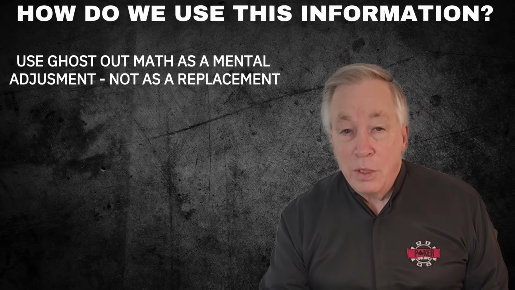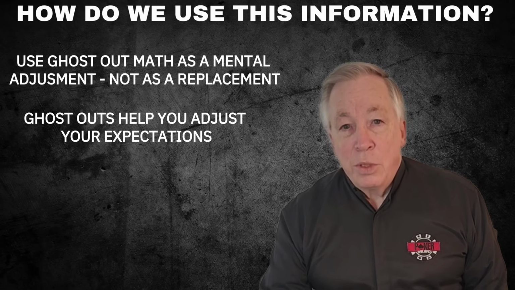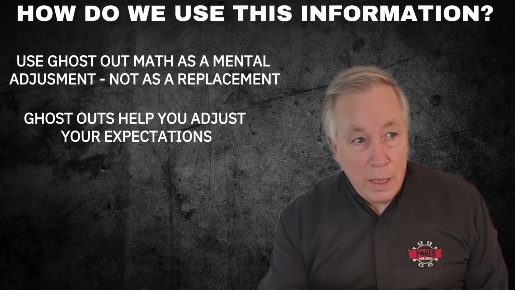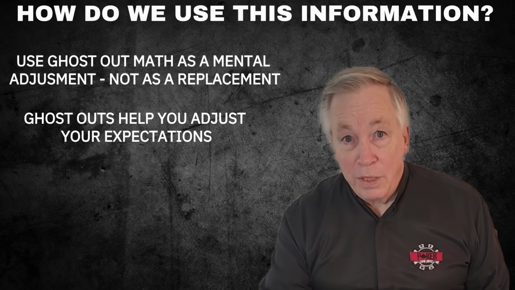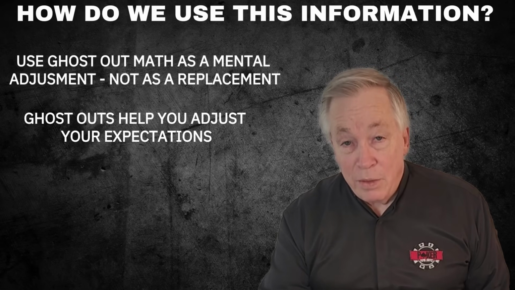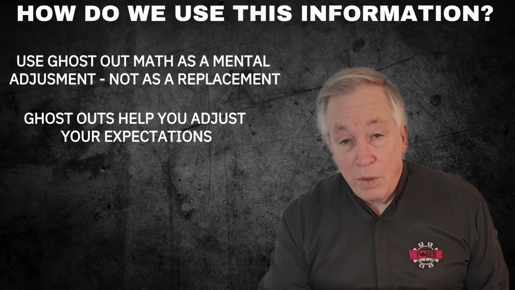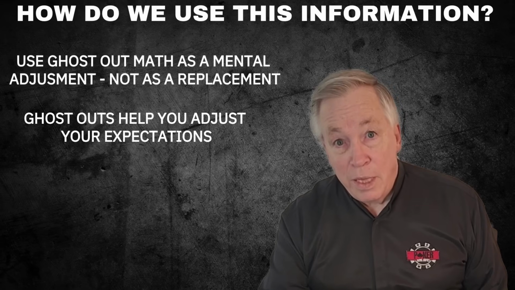Ghost outs help you adjust your expectations. When a draw seems close, this math gives you a reason to fold instead of chase. It keeps you grounded in reality when the pot odds say barely call. A 20% chance might really be 13%. A 9-out draw might be 6 or even less. You're not folding because the draw is bad. You're folding because the real equity isn't what it appears.